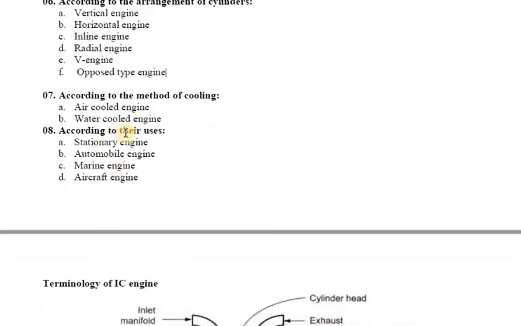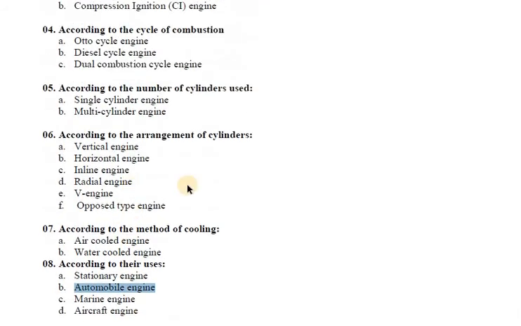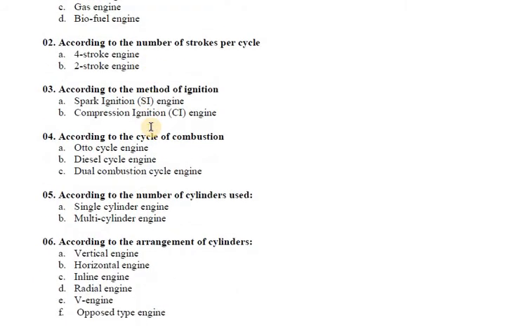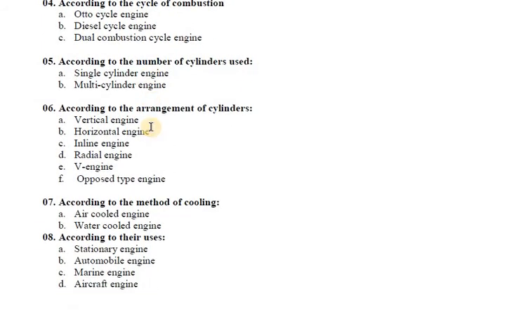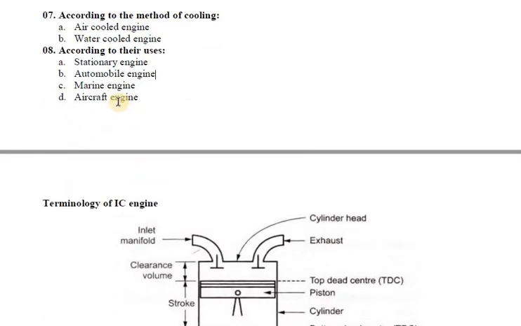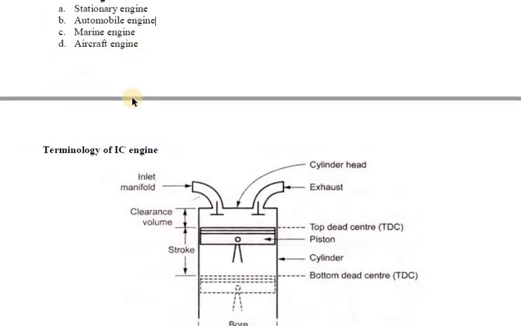Then according to their use: stationary engine, automobile engine, marine engines, aircraft engines. Okay, so this is the brief classification of IC engines. This is very important, and they may ask in the exam, give the classification of the IC engine. So you classify IC engines into different categories, about 8 categories. Okay, so go through that list.